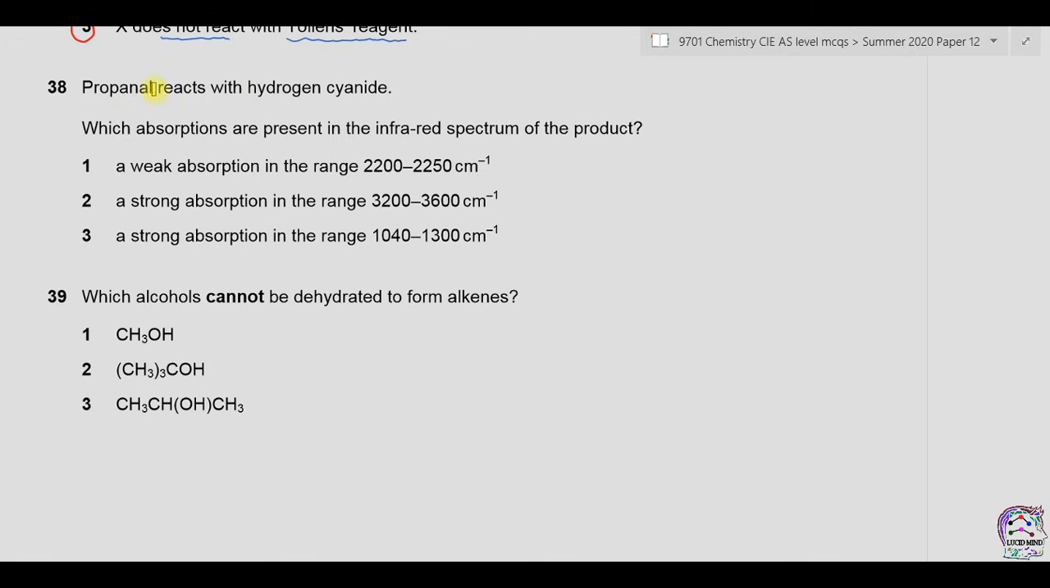Question 38, propanol reacts with hydrogen cyanide. Which absorptions are present in the infrared spectrum of the product? Now let's first find the product of the reaction between propanol and hydrogen cyanide. Propanol is aldehyde, we have 3 carbon atoms. It reacts with HCN to give hydroxynitrile as the product.